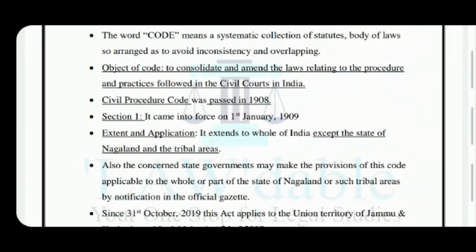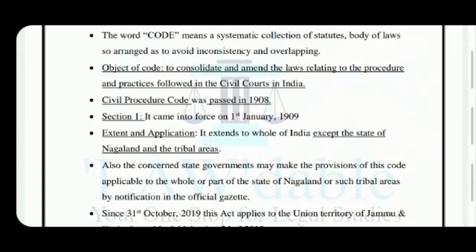Now, what is the extent and application of the code? This code extends to the whole of India except the state of Nagaland and the tribal areas. This is also very important for the prelim examination. It is also given in the code that the concerned state governments may make provisions for the application of this code to the whole or part of the state of Nagaland or such tribal areas by notification in the official gazette.